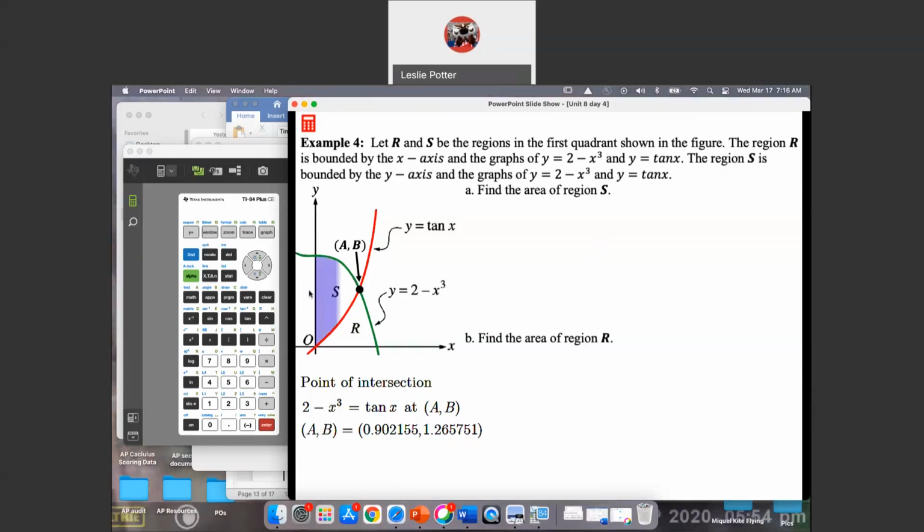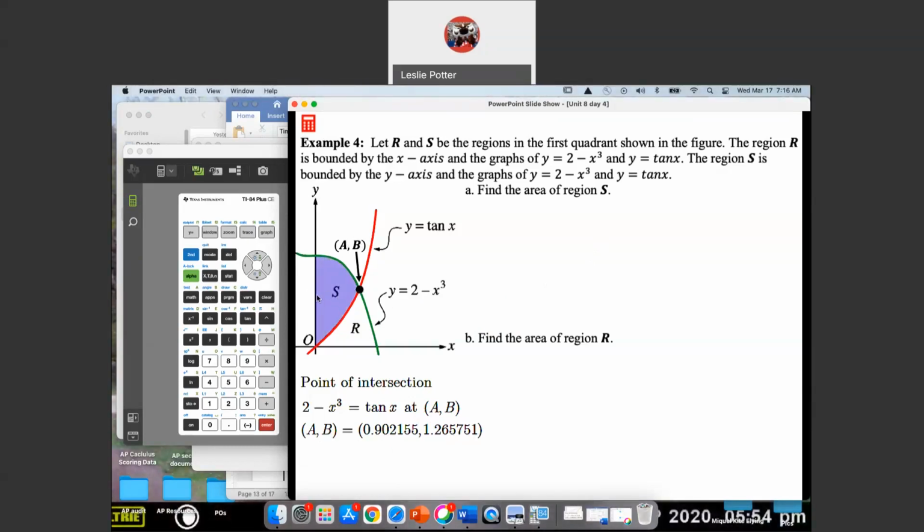So we're sweeping from left to right, which means we're going from 0 to this x coordinate. This x coordinate is 0.902155, but I'm just going to call it A. And I've defined it in the problem as A, so I can use A. This is the important part. When I write my general expression pertaining to the variables and the functions in the problem, I'm going from 0 to A. Then my top curve is my cubic, and my bottom curve is my tan, and that's my setup.